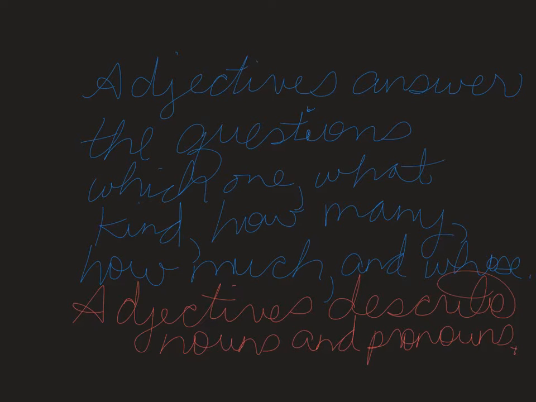Adjectives answer the questions which one, what kind, how many, how much, and whose. And adjectives answer these questions about nouns and pronouns. So adjectives always describe only nouns and pronouns, as you know.